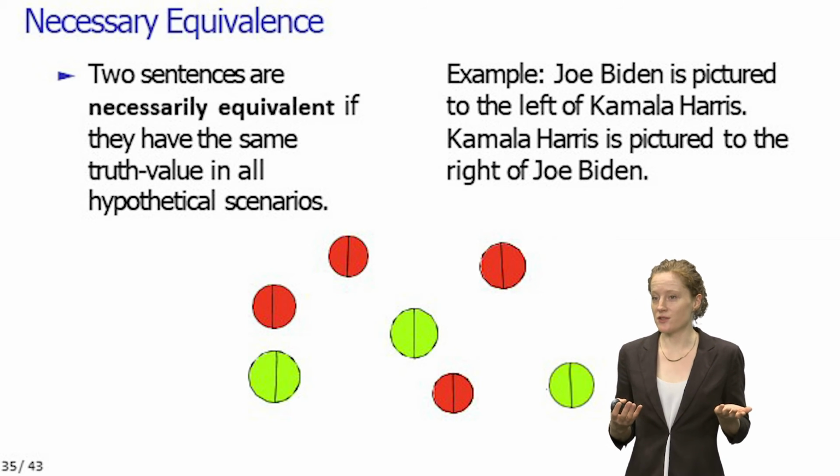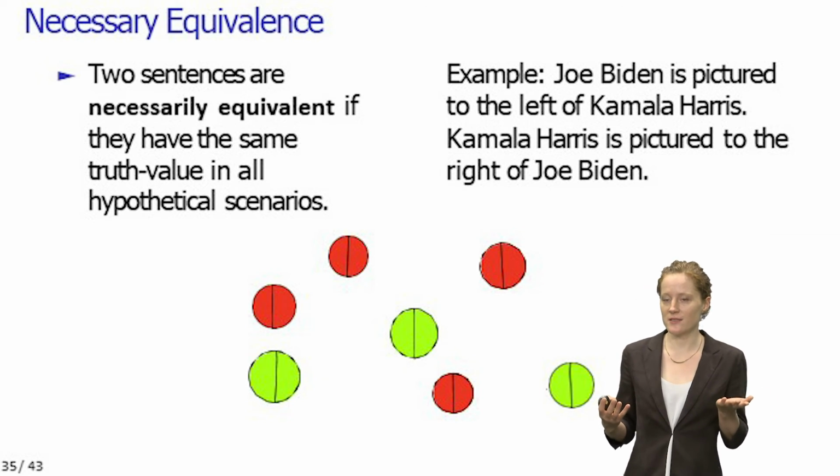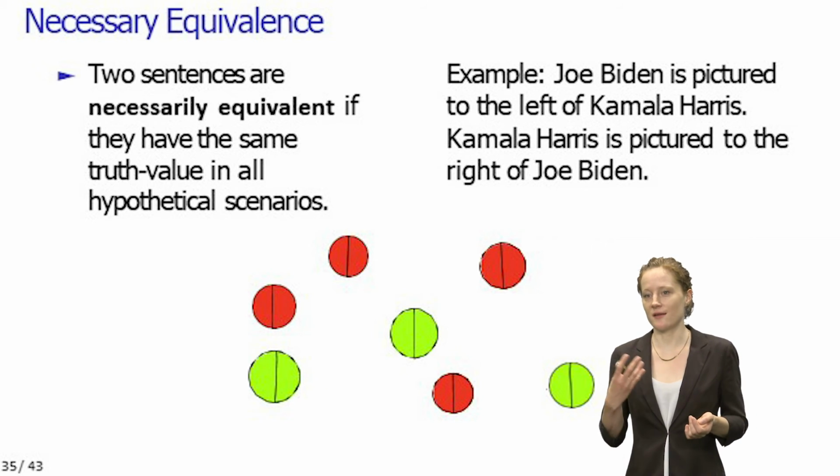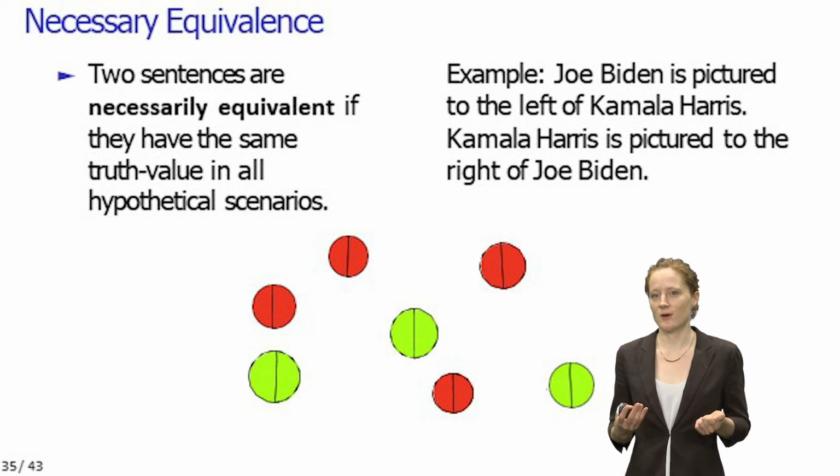Now, they don't have to be true. It is possible for both sentences to be false, but when one of them is true, the other one must be true as well. And that is why these two sentences are necessarily equivalent.